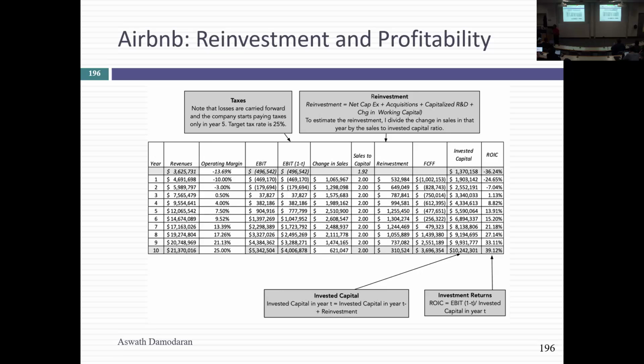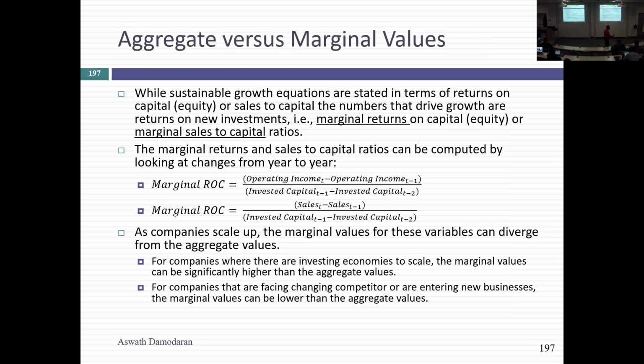39% is a really high return on capital. I'm making Airbnb into a special company. But if I got 390%, there's a signal here I should be listening to from my spreadsheet saying, you're not reinvesting enough. If I get 3.9% in year 10, I'm reinvesting way too much. So there is a feedback loop that, if you listen to, you can use to adjust your sales to capital.